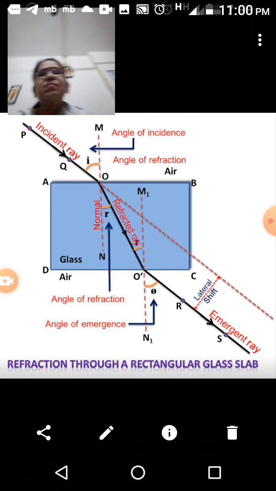as the light ray passes through the glass slab, it emerges as ray RS. Ray RS is called the emergent ray, and the angle made by the emergent ray with the normal is called the angle of emergence. The angle made by the refracted ray with the normal is the angle of refraction. Thus, the refraction through a glass slab brings about a lateral shift in the direction of the light ray.